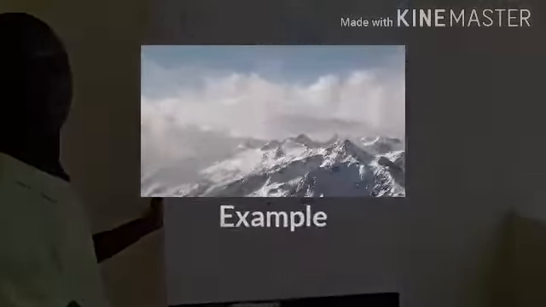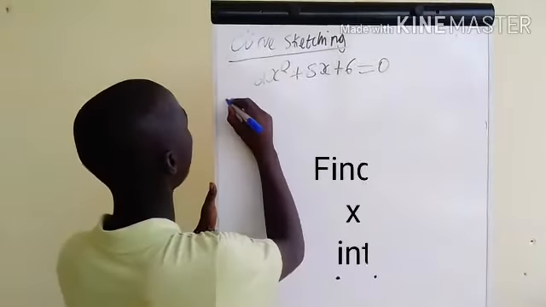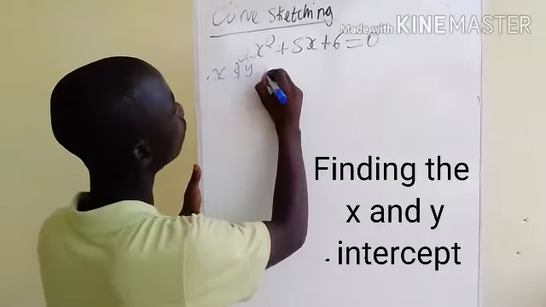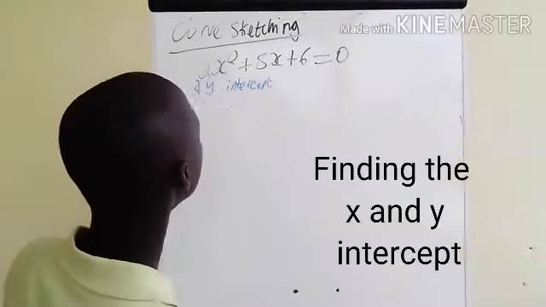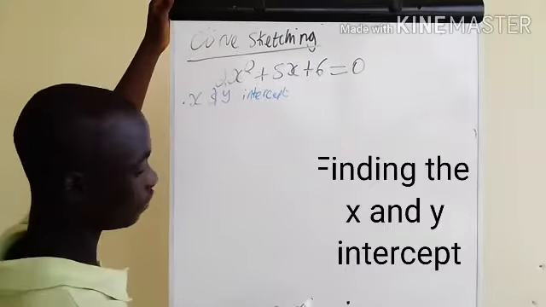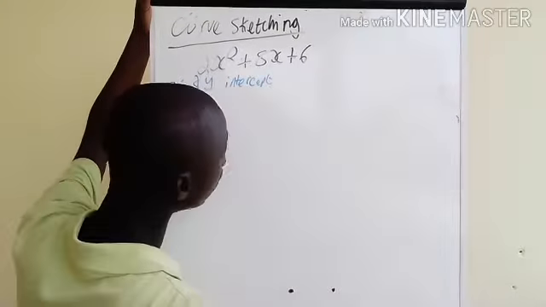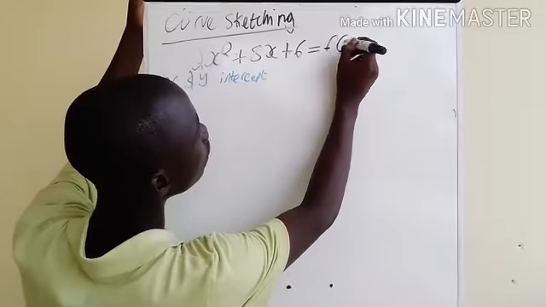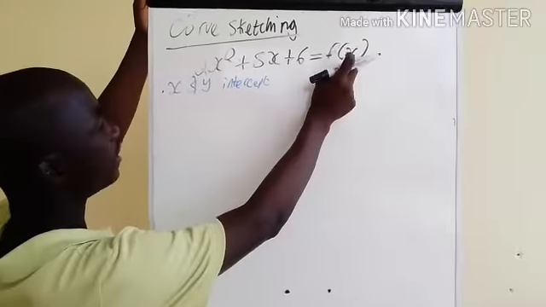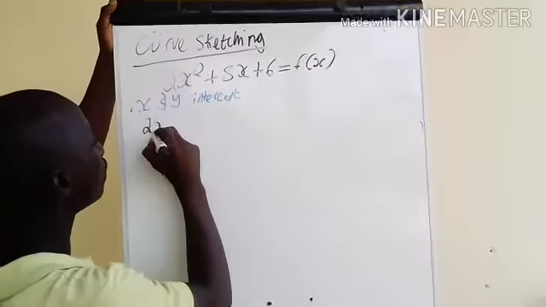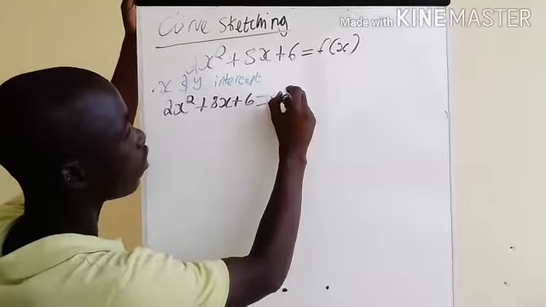I'm going to take this example and sketch its curve. Like I said, the first step is the x and y intercepts. So we're going to begin with the x-intercept, where the value of y is 0. When sketching this, we put y equals to 0. So, in this case, y is 0 for the x-intercept. So we have 2x squared plus 8x plus 6 equals to 0.